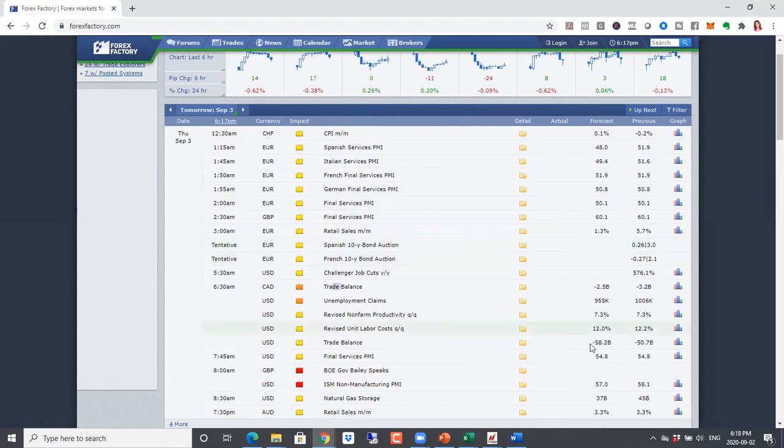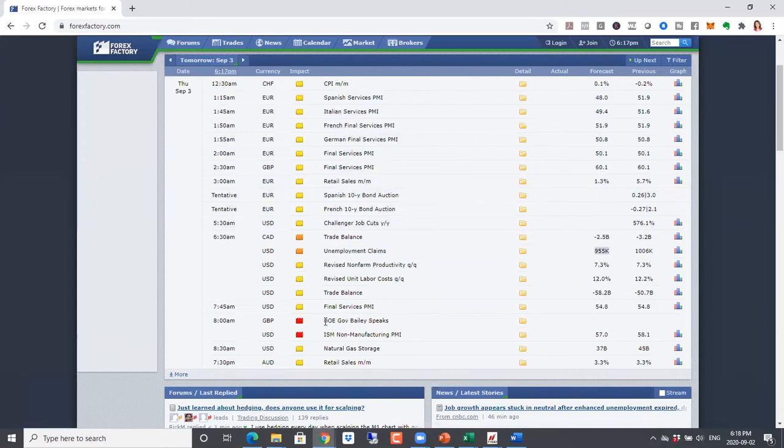Here we are supposed to see not an uptick in jobs, but a drop in unemployment claims. And if that's the case, we are likely to see the stock market react positively to that. We also have Bank of England Governor Bailey speaking, as well as PMI numbers here from the US.